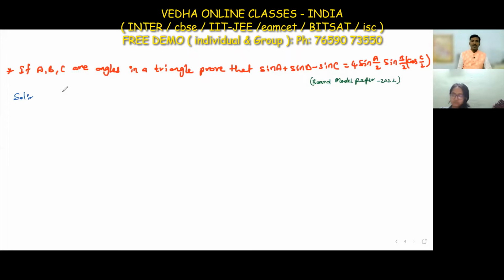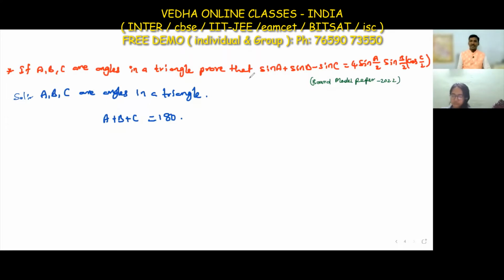A, B, C are angles in a triangle. If A, B, C are angles in a triangle, A plus B plus C is equal to 180 degrees or pi. Here we may use the half angle formula, so we'll see based on requirement. I'm leaving 2-3 lines to place here.